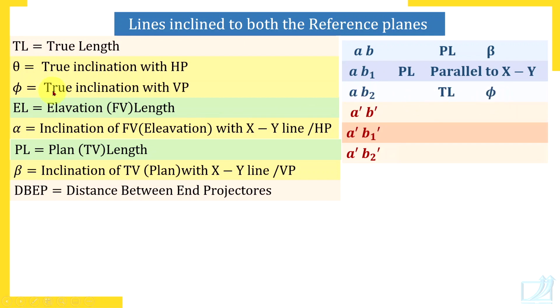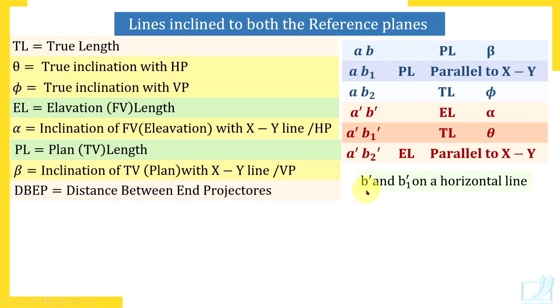What is phi? You must know. It is true inclination of line with VP. A dash B dash has length EL, inclination alpha. A dash B1 dash has length true length, inclination theta. And A dash B2 dash has length EL and it is parallel to XY line. Also, you should know that B dash and B1 dash always lie on a horizontal line. And B and B2 lie on a horizontal line.